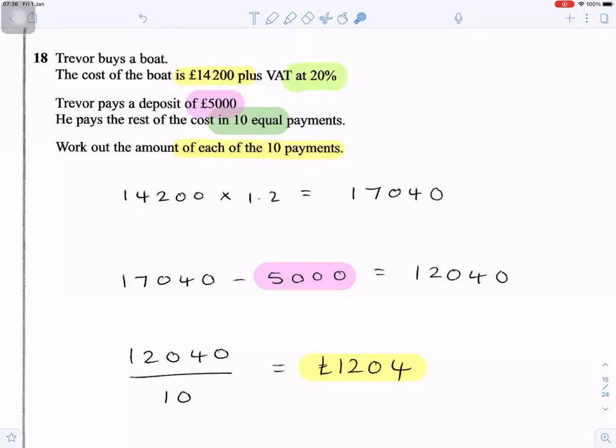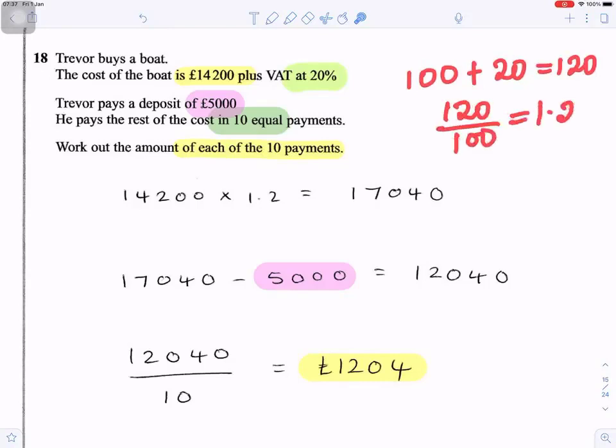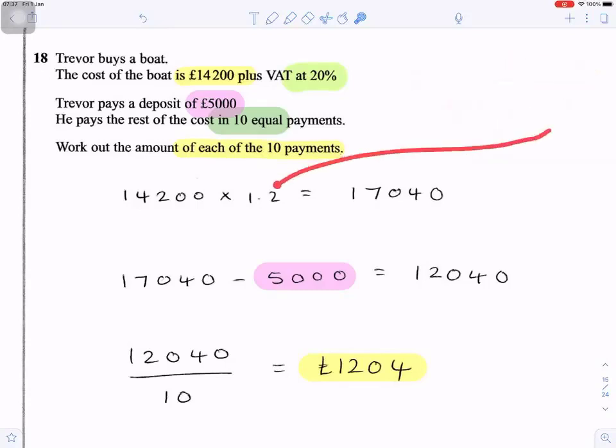So the cost of the boat is £14,200. VAT is 20%. So we want to get the multiplier. So it's 100 plus 20. It gives you 120. And 120 divided by 100, it gives you 1.2. So 1.2 is the multiplier.